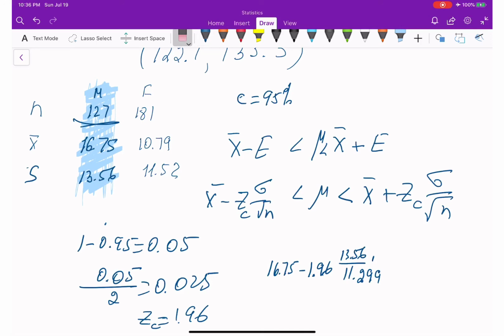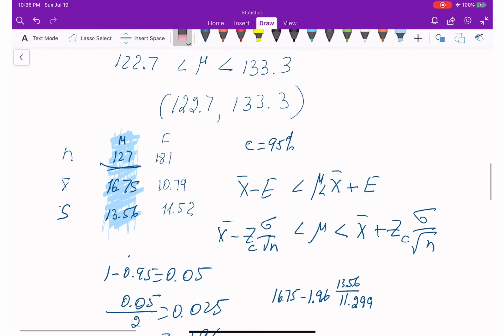Why am I not going all 6 digits? Because we have 2 digits here, see? 16.75, 10.79, 13.56, 11.52. So I'm going to go with 2 digits, which is going to be 11.27. Otherwise, if it's not given, then you go all 6 digits.